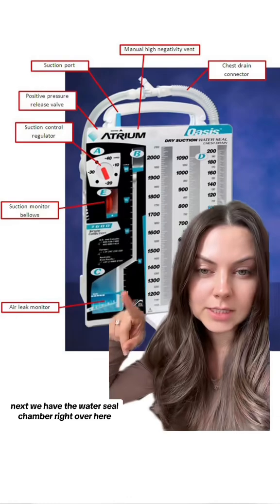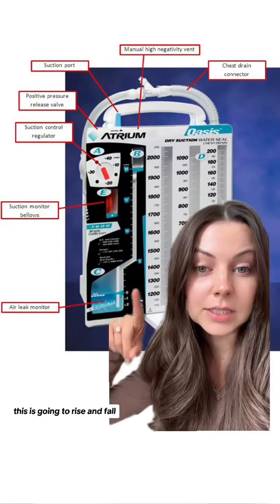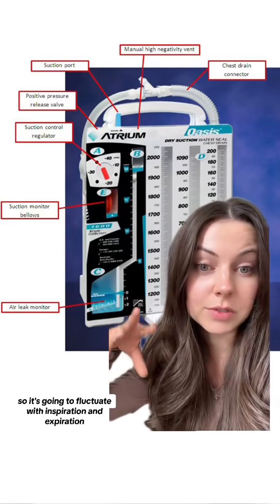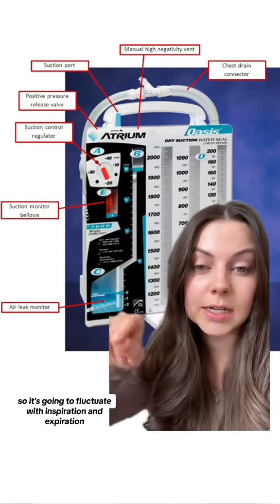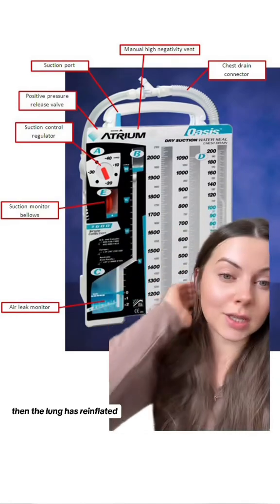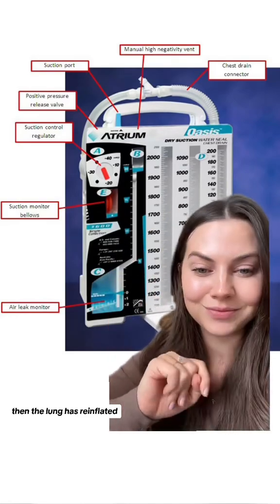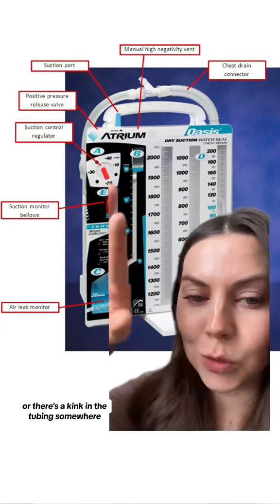Next, we have the water seal chamber right over here. This is going to rise and fall, so it's going to fluctuate with inspiration and expiration. If there's no fluctuation, then the lung has reinflated or there's a kink in the tubing somewhere.